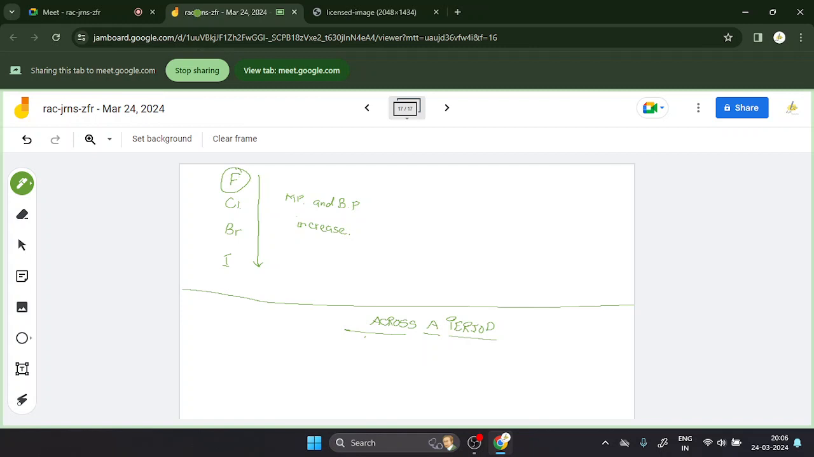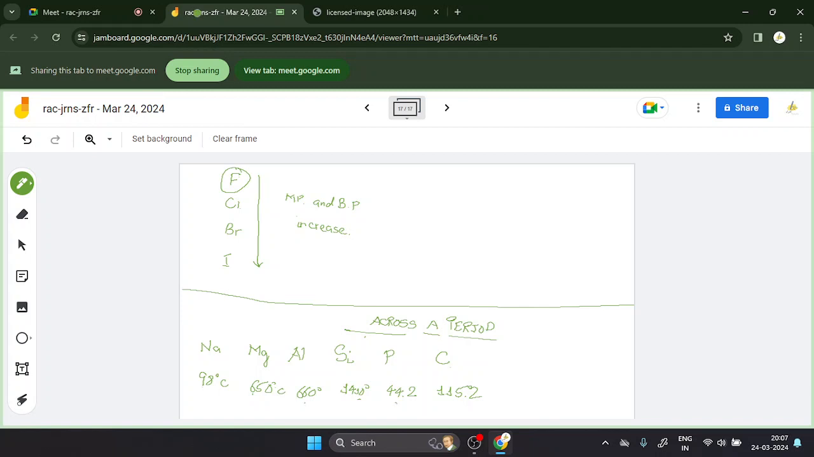So across a period, suppose this is sodium, magnesium, aluminium, silicon, phosphorus and so on. The melting point is given, for example 98 degrees centigrade for sodium. Then we have 650 degrees Celsius, for aluminium it is 660, for silicon it is 1410. After that it became the least, and then again it started increasing. So it was 98, 650, 660, again it increased high, then after that 444.2, 115.2.